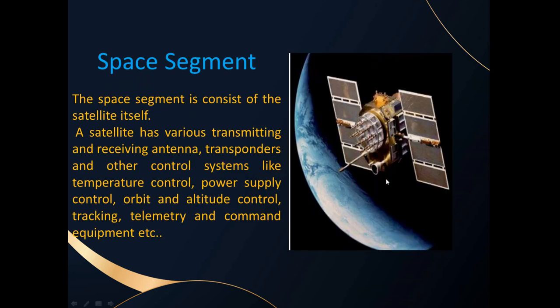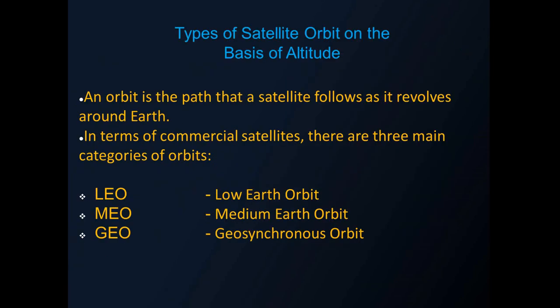Next component is space segment. It consists of satellite. Satellite has various transmitting and receiving antennas, transponders and other control systems like temperature control, power supply control, orbit and altitude control, tracking, telemetry, command and equipment, etc.